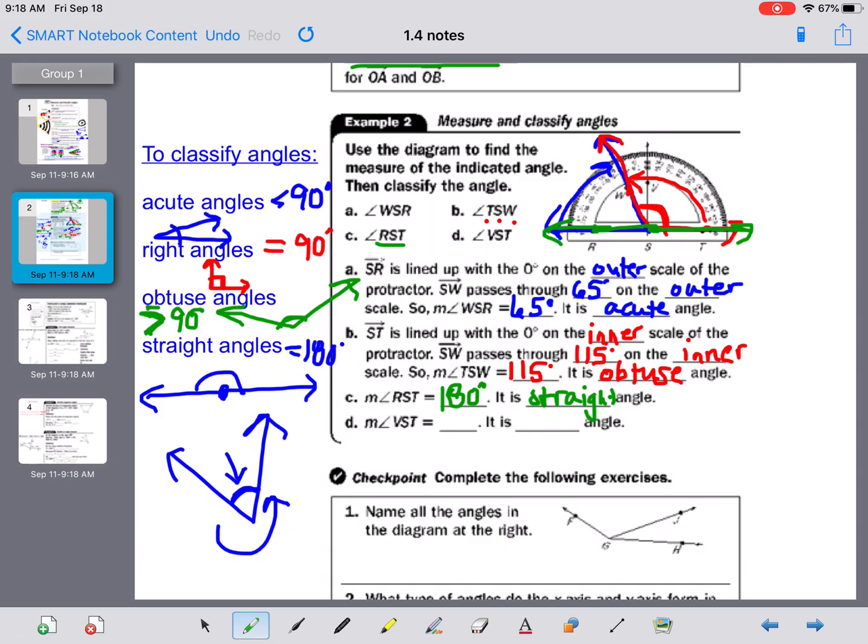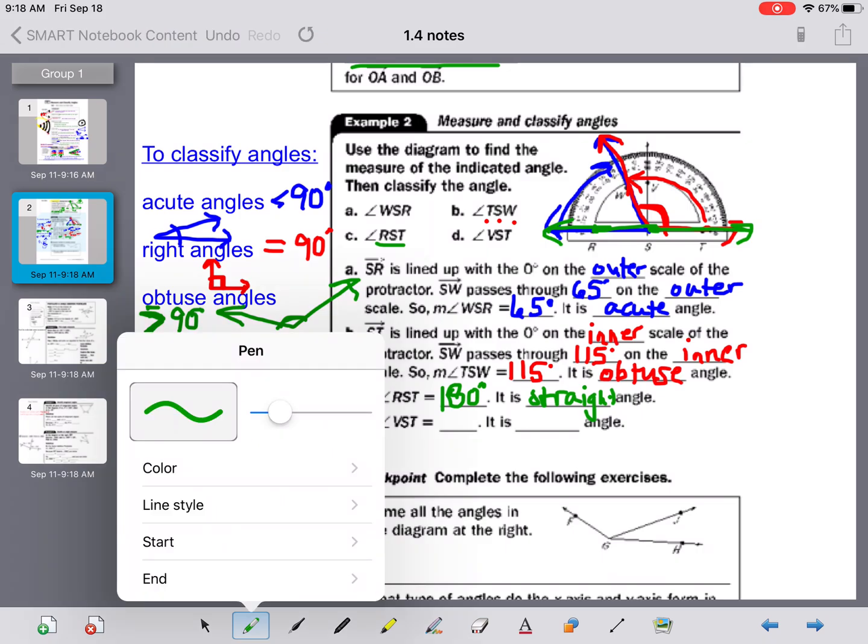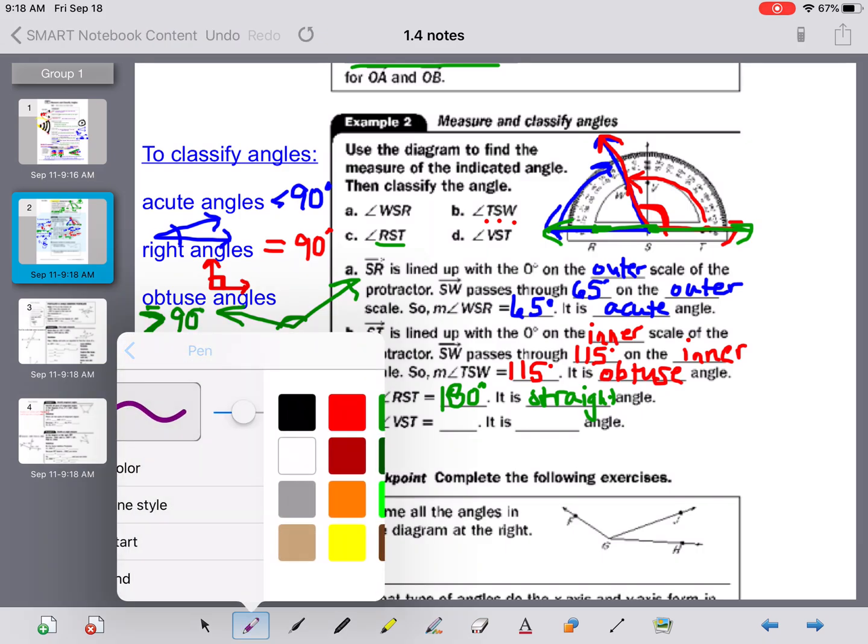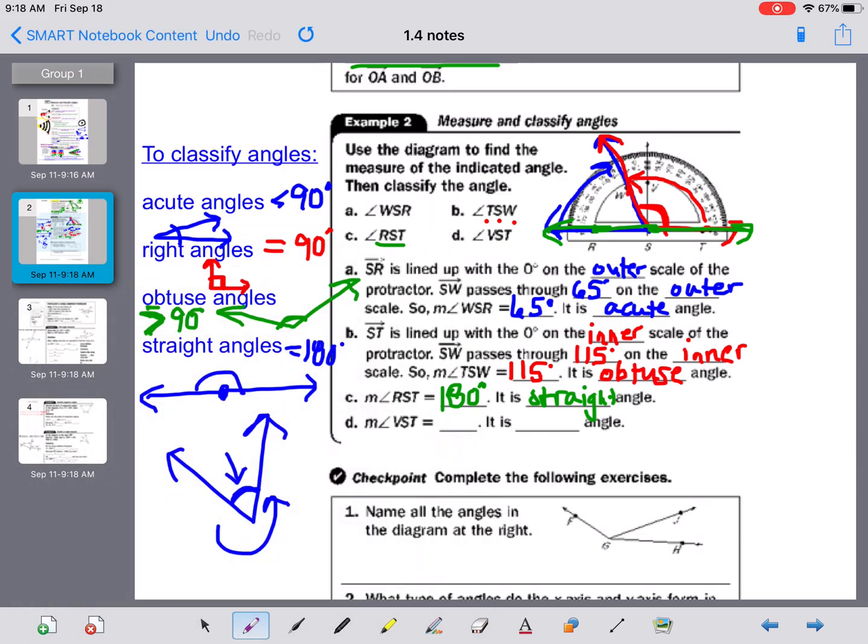And finally, the last one, VST. You know what? I have more colors. VST. V goes here, now down to S, then over to T. I go straight up there. And once again, it doesn't look like I need my protractor too much there. I could use either scale, but obviously if it goes to the right, I'm on the inner. But it looks like no matter what, I'm going up to 90 degrees, which will make this a right angle when I classify it.